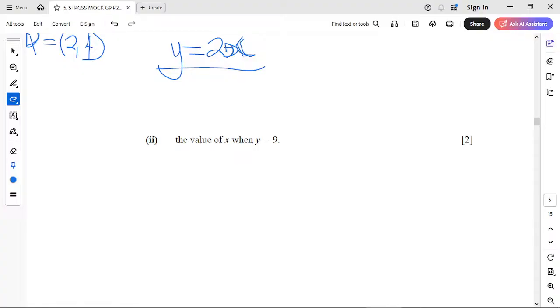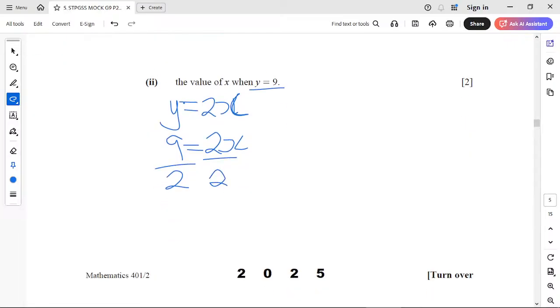First, you use the function we found, which is y is equal to 2x. Then where there is y, we put 9, because we are told y is equal to 9. So we have 9 is equal to 2x. We want to find the value of x, so we divide both sides by 2, so that we remain with x on one side of the equal sign.